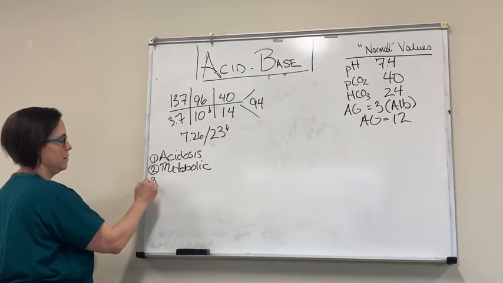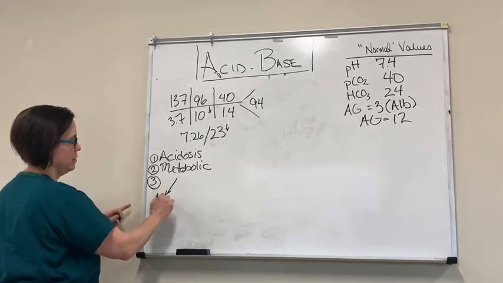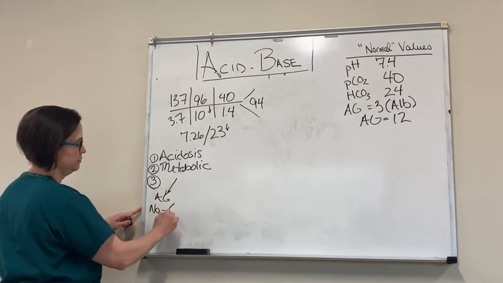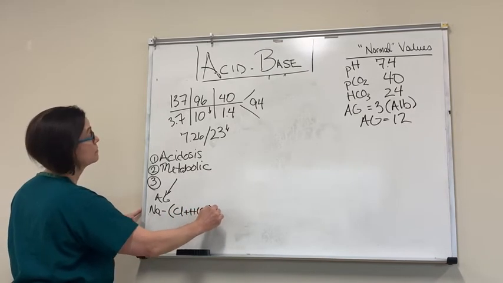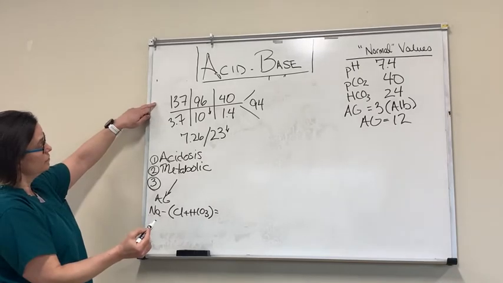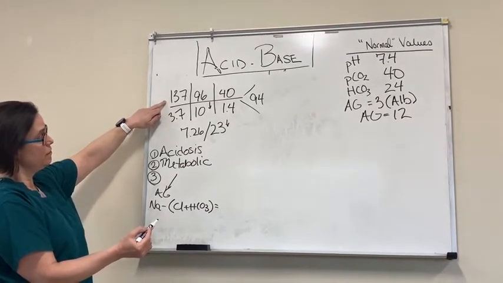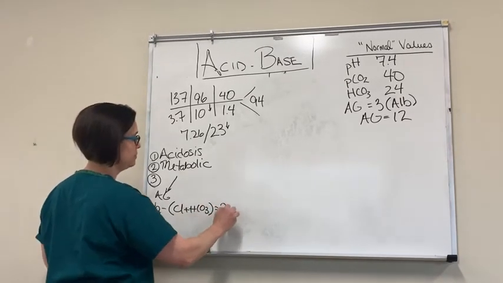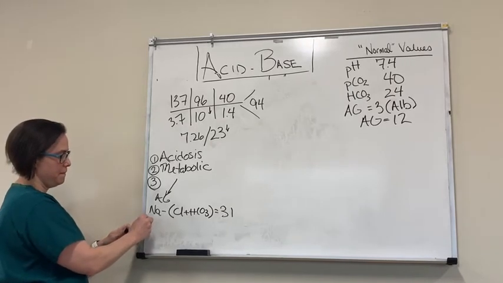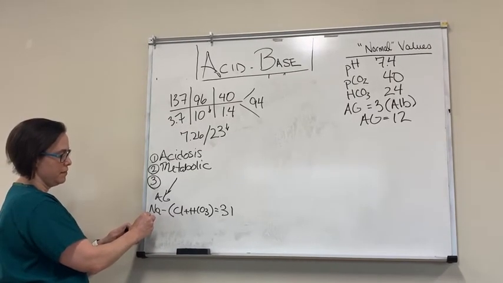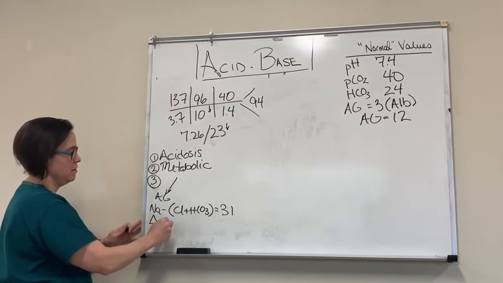So now we're going to look at the anion gap and the compensation. So the anion gap is the sodium minus the chloride minus the bicarb. So that's 137 minus 96 minus 10. So minus 106, so 31. Beautiful. Okay, so what's my next step? So expected anion gap is 12. So delta gap.